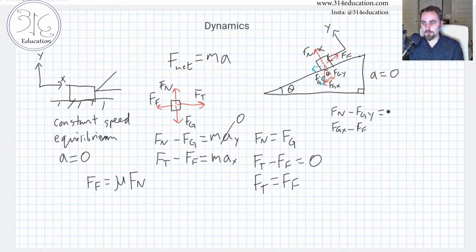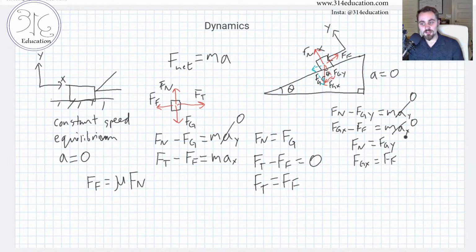And so these are both equal to our mass times our acceleration, acceleration in the y and acceleration in the x respectively, but we expect these accelerations to be 0 if we're in equilibrium. So these terms drop out. We can add the negative terms to the other side, giving us that our Fn is going to equal our Fgy, and our Fgx is going to equal our force of friction, Ff.